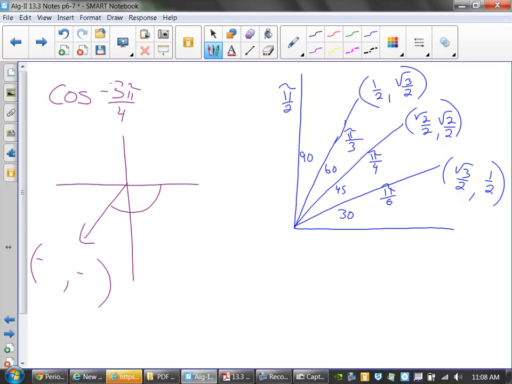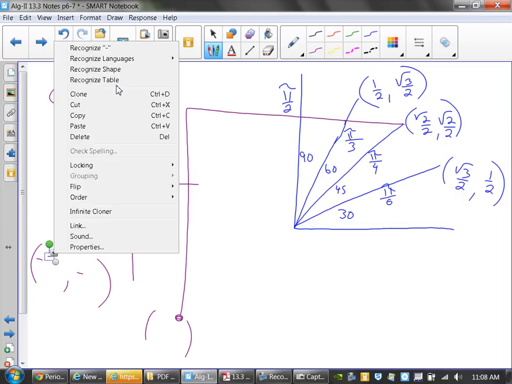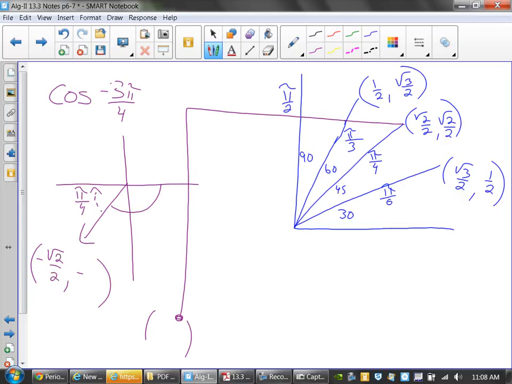Now, what's the reference angle here? It's just pi over 4. Whenever you're talking about reference angles, your reference angle is always going to be a positive acute angle. How far away is it? It's pi over 4. Now again, this angle is going to mirror all the same characteristics of pi over 4 in the first quadrant. Because as you moved this over to here, and then over to here, the only thing that changed was the positive or negative values.